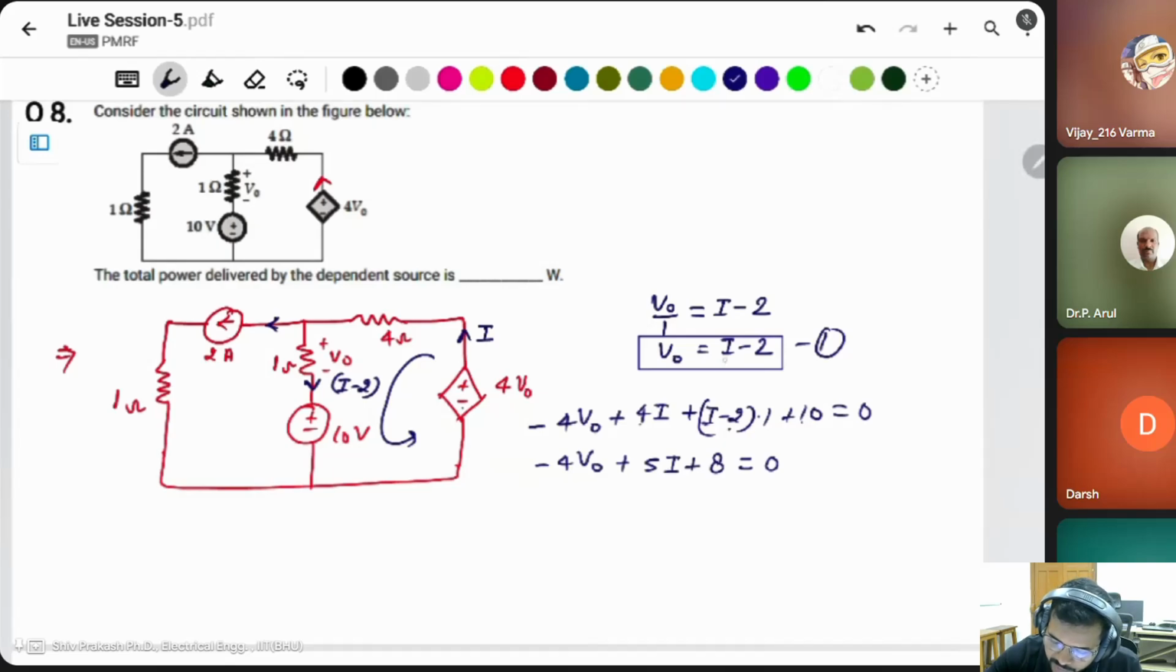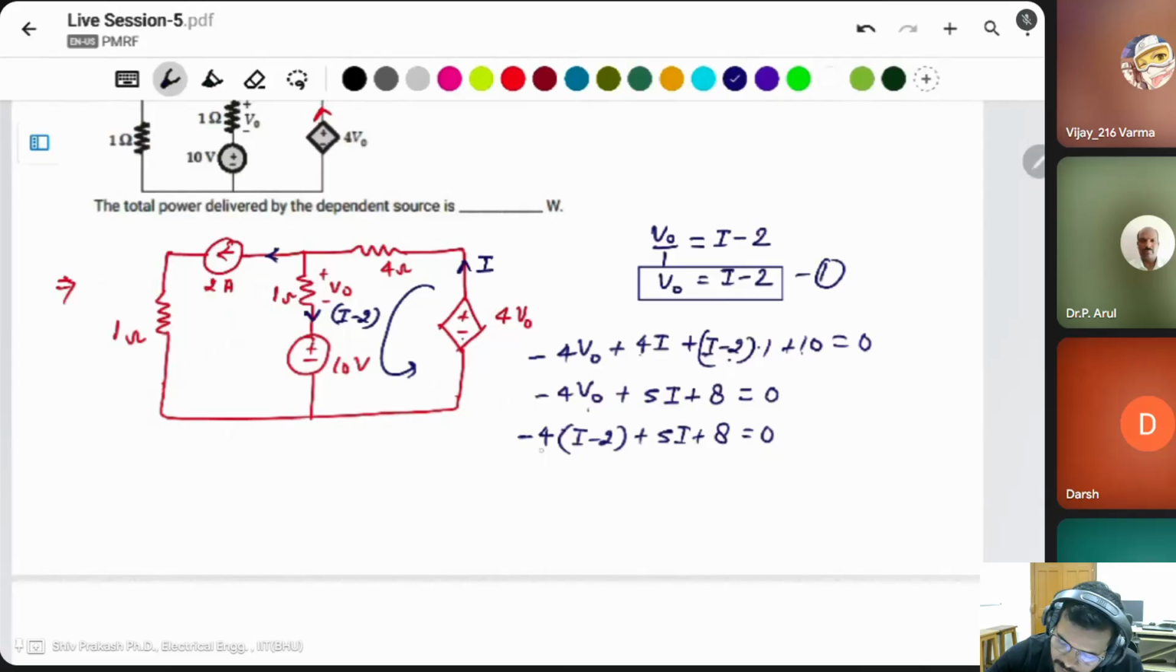You can put the value of V naught here also. Then minus 4 V naught is minus 4 times I minus 2, plus 5 I plus 8 is equal to 0. Minus 4 I plus 5 I is I, and plus 8 plus 8 is equal to 16. I is equal to minus 16 ampere. Then what is the voltage? Minus 16 minus 2 is equal to minus 18.